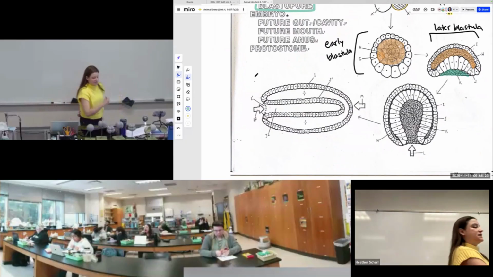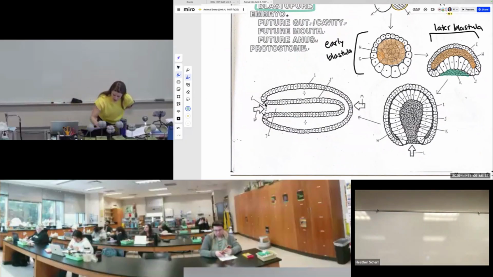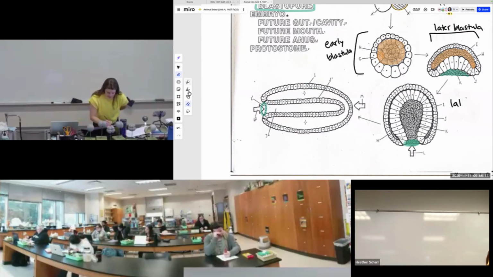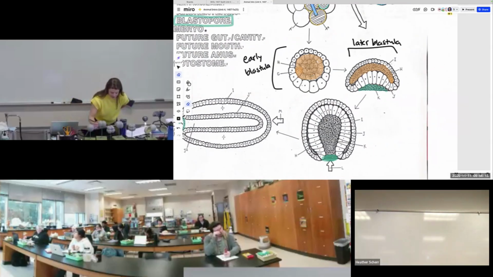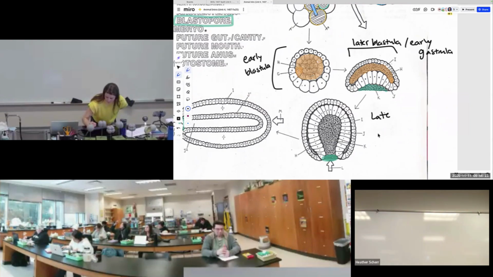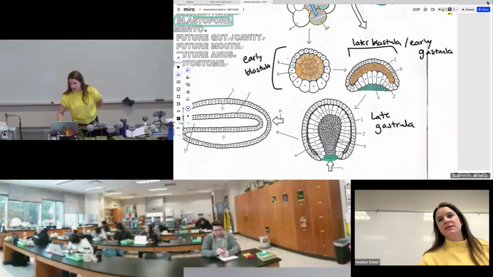So then we get to the next stage here. So we're going to do the blastopore the same color. It's just the kind of opening at the bottom. And then the blastopore in this one is down here. Gastrula here. This is like a later blastula, early gastrula. It's really kind of in between. It's starting to form that blastopore. Late gastrula. Let's see.